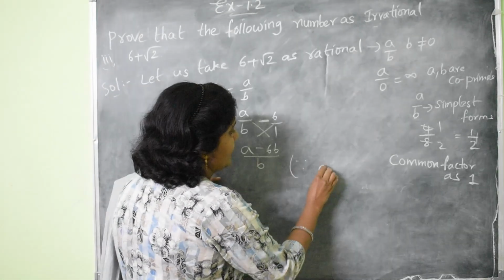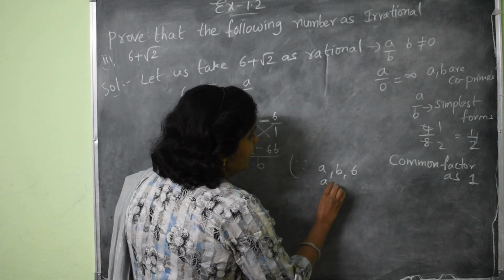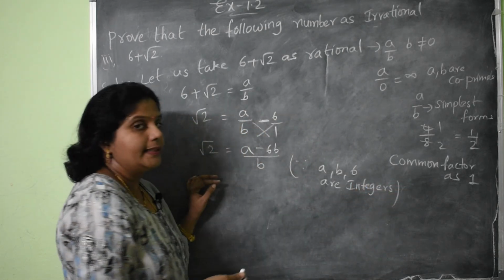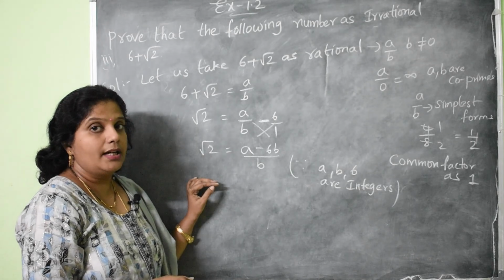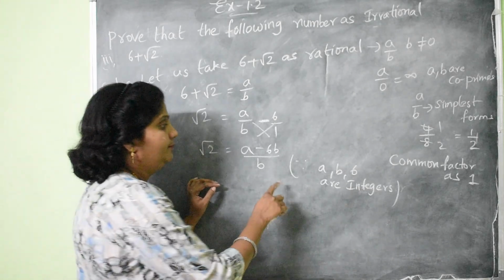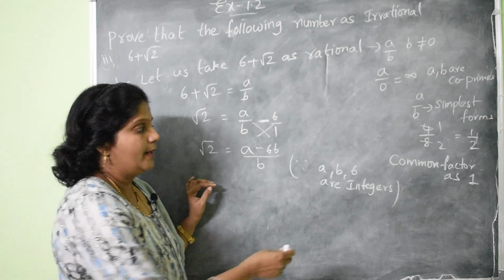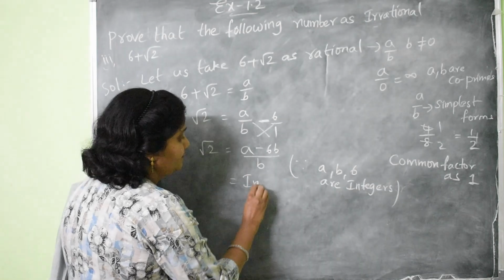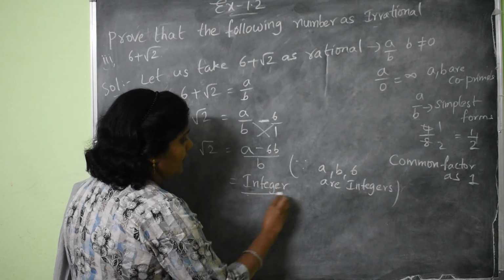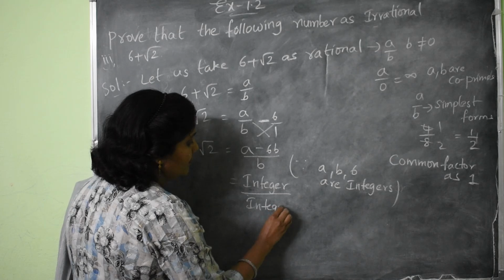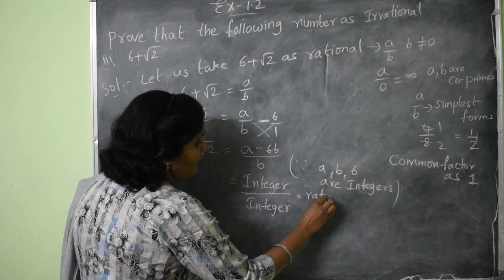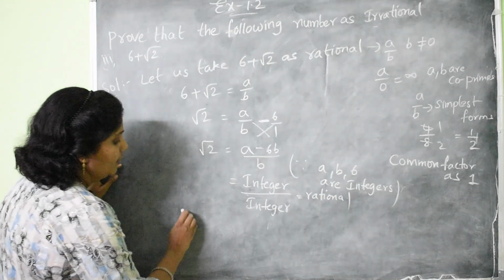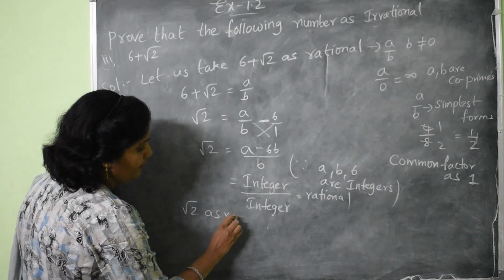Now, what are a, b, 6? They are nothing but integers only. Integers come under rational numbers, so this is nothing but a rational number. When we divide integer by integer, what we get is a rational number only. So we got root 2 as a rational number.